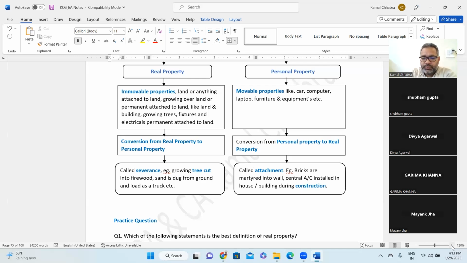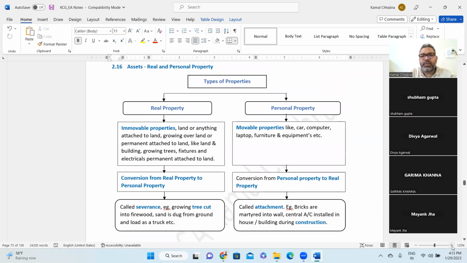Divya, Garima, Mayank, so far, so good? No, sir. Yes, sir. Okay. So what is personal property? Movable properties, conversion property, real property.